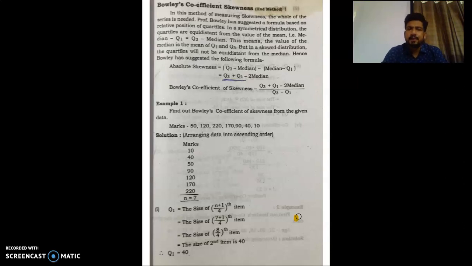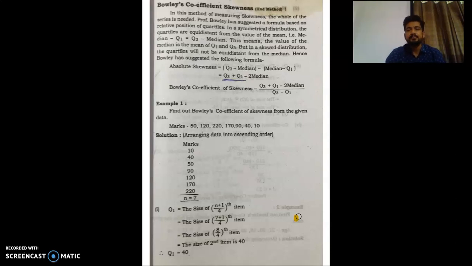So the basic requirement of Bowley's coefficient of skewness is that we first calculate the first quartile, the third quartile, and the median also. So we have to calculate Q1, Q3 and median to solve the problem of Bowley's coefficient of skewness. For Karl Pearson's coefficient of skewness, we needed mean, mode and standard deviation. In Bowley's coefficient of skewness, we need Q1, the first quartile, Q3, the third quartile, and the median.